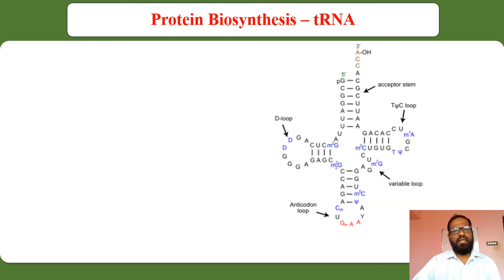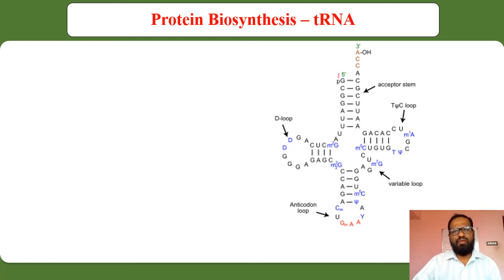Next, we will move to the tRNAs. This is the tRNA molecule. If you take this particular tRNA molecule, this is also RNA, which means it is also single-stranded. But because of intramolecular hydrogen bonding, in some regions of this tRNA molecule you can see a double-stranded-like structure. This is because of the intramolecular binding.